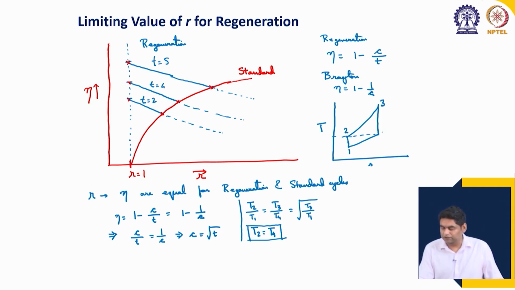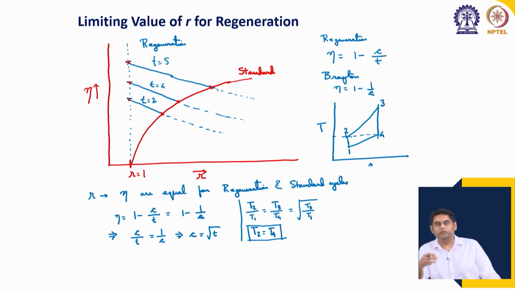At this point, if I try to increase R, there is no scope for regeneration. So, this is the limiting condition where regeneration becomes equal to 0, and if I forcefully add a heat exchanger beyond this point, then the heat exchange will be in the opposite direction and the efficiency will actually decrease compared to if there was no regenerator. Okay. So, with this we finish the regenerative cycle discussion.